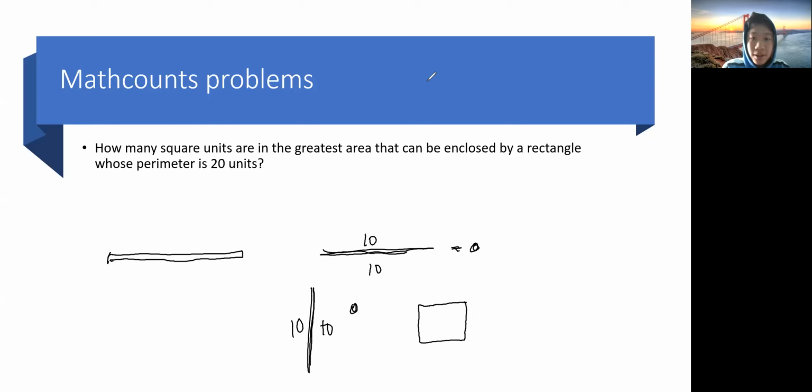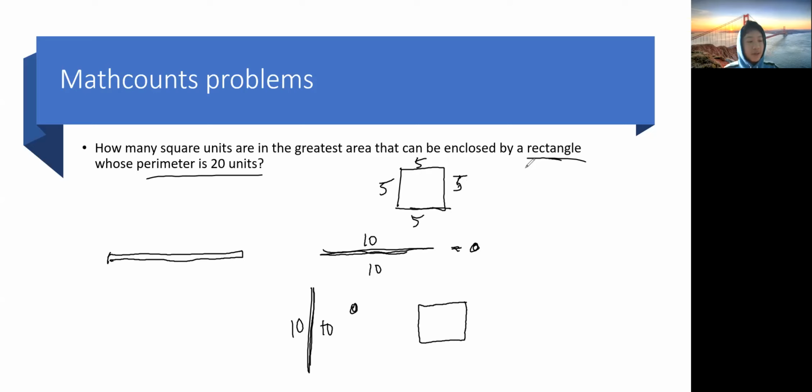Which means that the middle of those two extremes is probably going to be the maximum. So the middle of those two extremes is that the side lengths are all equal. This will be 5, this will be 5, this will be 5, this will be 5. And this is actually true. This makes sense from these two extremes. The maximum area that can be enclosed by a rectangle whose perimeter is 20 units is going to be a square of side length 5. The actual proof for this has to be based on calculus. But for now, you can just memorize that for a rectangle, the maximum area will be obtained if it's a square.